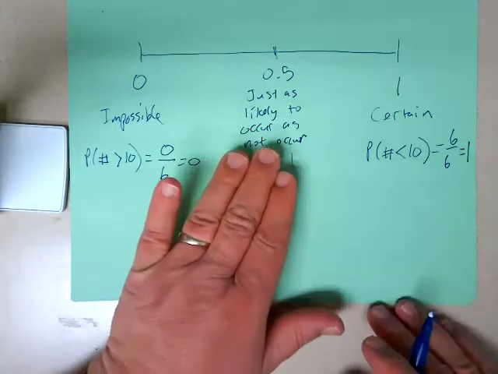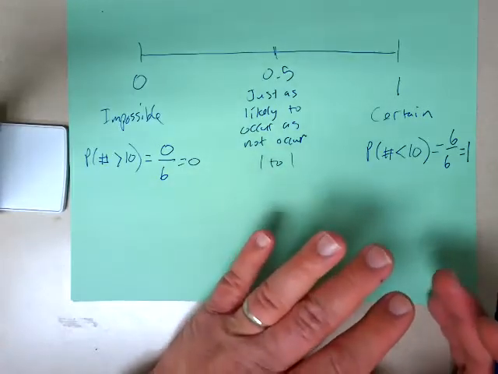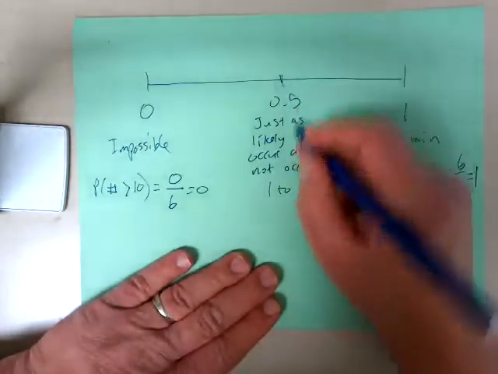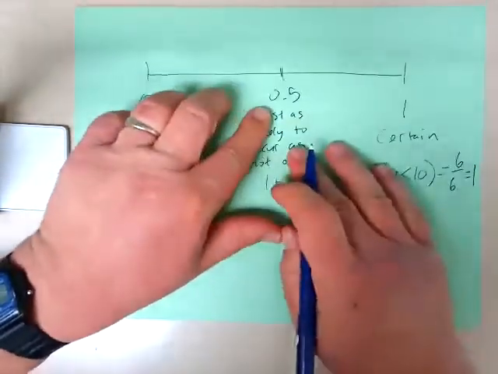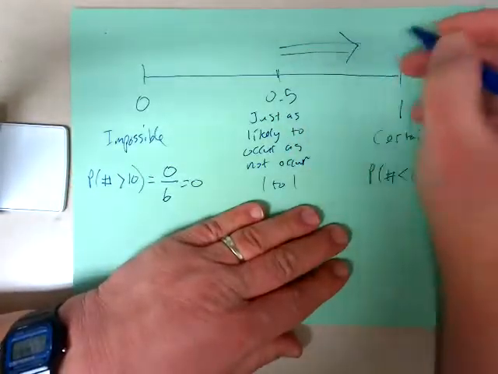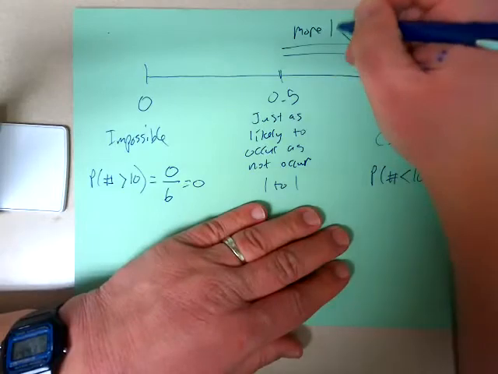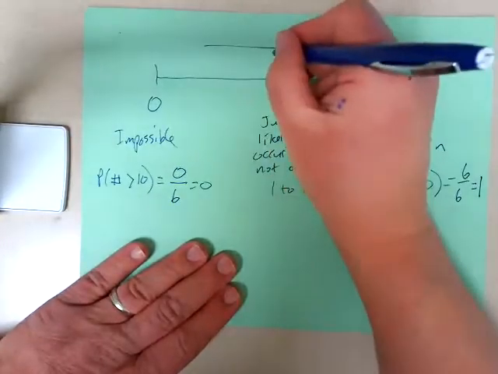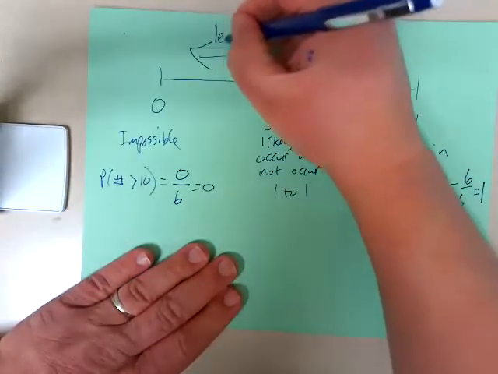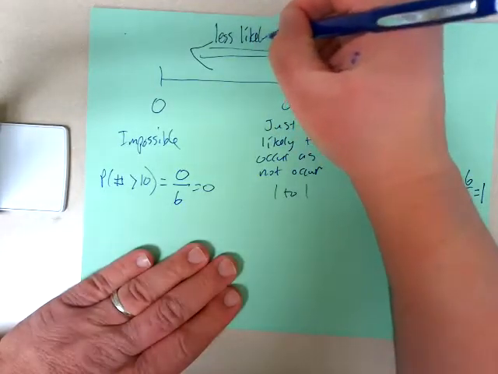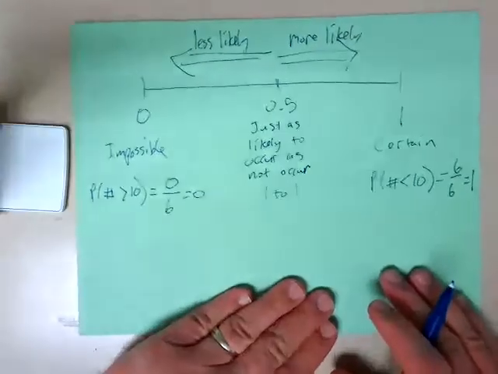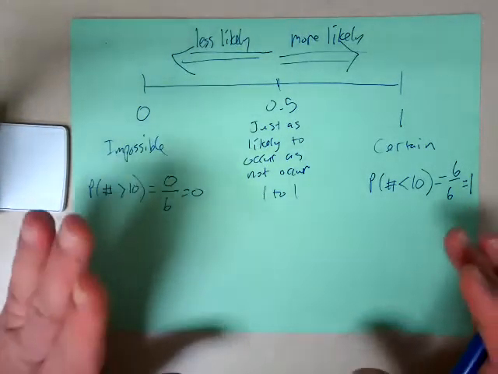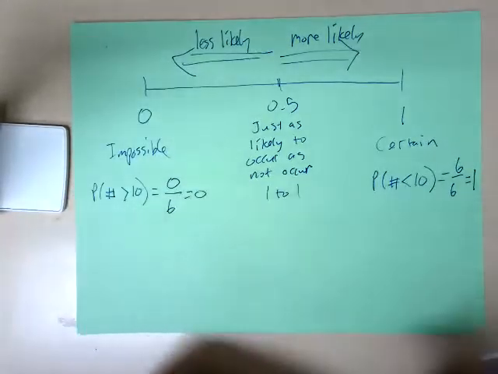So 0.5 is just as likely to occur as not occur. 0 is impossible. 1 is certain. As you travel from 0.5 towards 1, you become more and more likely until you hit 1, and then you're certain. And as you go down from 0.5 towards 0, you become less and less likely until you hit 0, and then you're impossible. On that scale of 0 to 1, your probability will always be between 0 and 1.